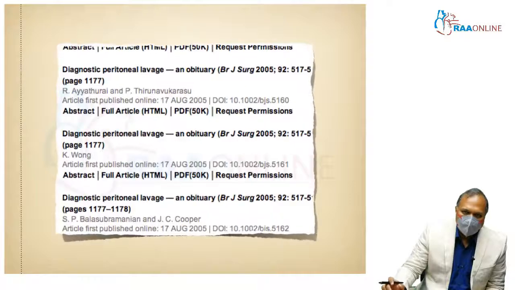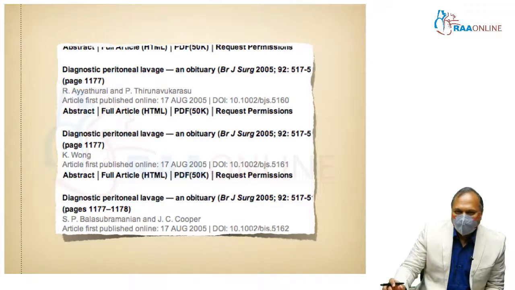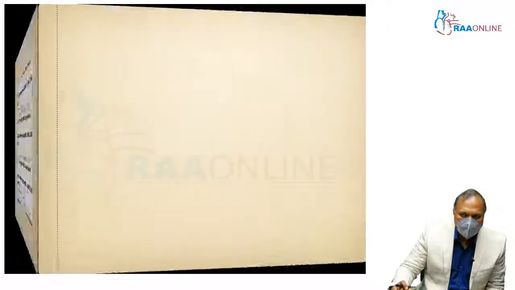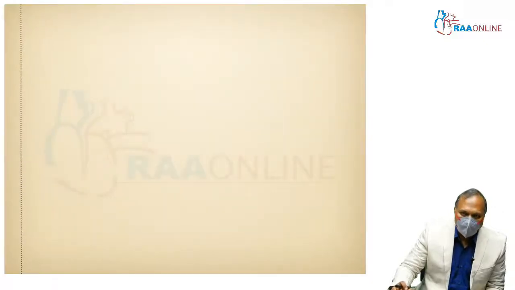Now coming to the most important point, which is the diagnostic peritoneal lavage. Way back in 2005, an obituary was written on diagnostic peritoneal lavage. A lot of papers have come on the uselessness, rather, of diagnostic peritoneal lavage. But you can't really write off a diagnostic peritoneal lavage. It has its role, as discussed in the previous slide as well as here.